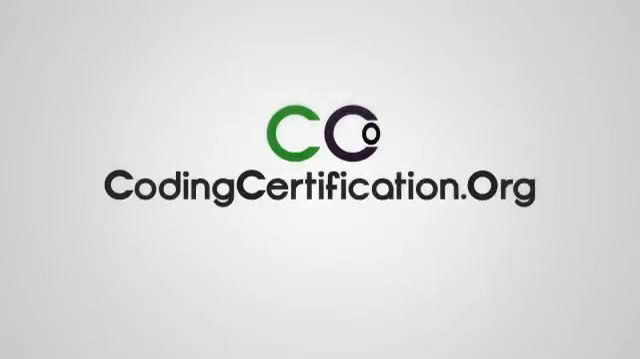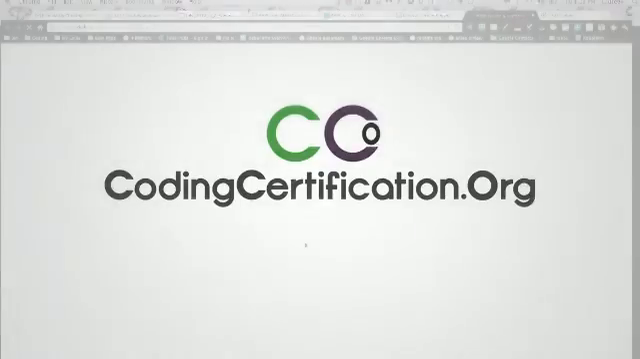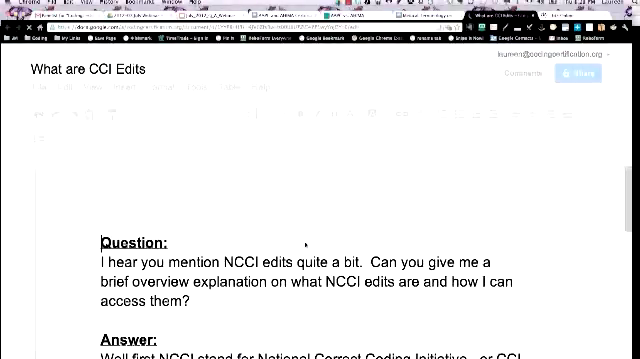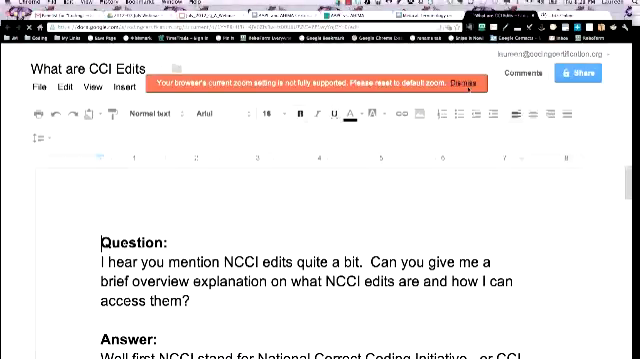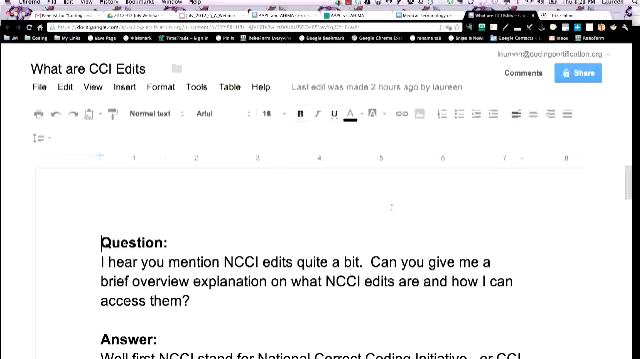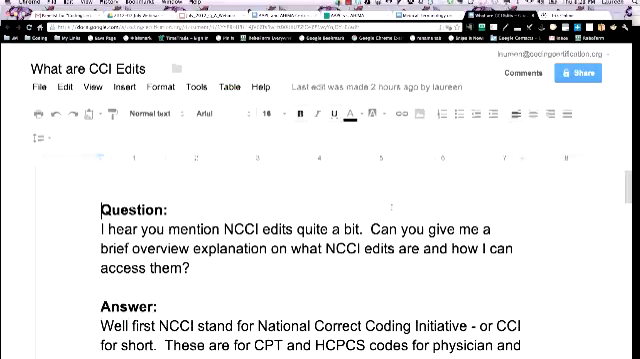I didn't realize I talked about CCI edits that much, but it is good to know. You do not, just so everyone knows and doesn't panic, you are not tested on the two board exams about CCI edits. It's just something that's good to know to be a well-rounded coder.